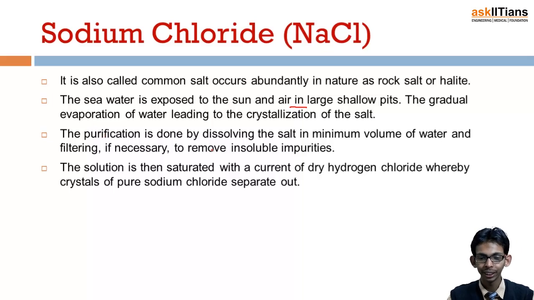Then the purification is done by dissolving the salt in a minimum amount of water and then filtering if necessary to remove the insoluble impurities. The solution is then saturated with dry hydrogen chloride, whereby crystals of pure sodium chloride precipitate out. So what is done? First of all, sodium chloride is prepared by evaporation of seawater which contains NaCl.